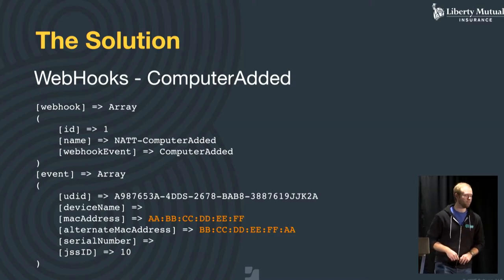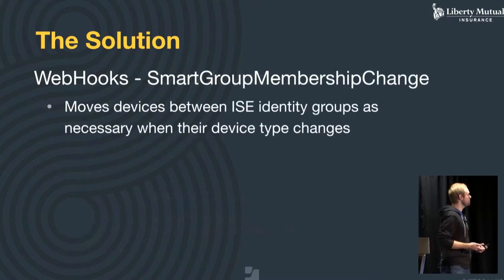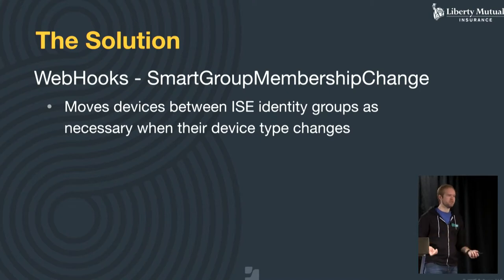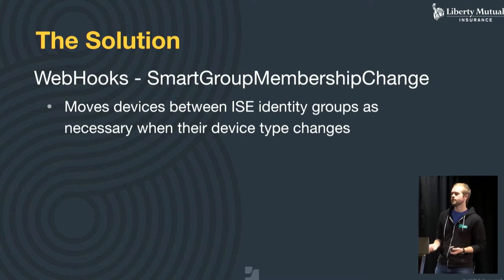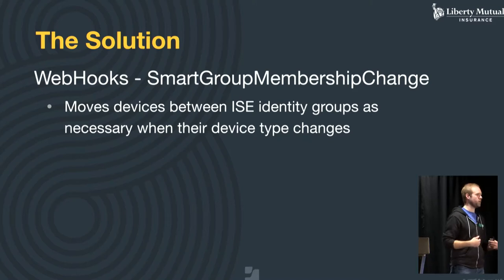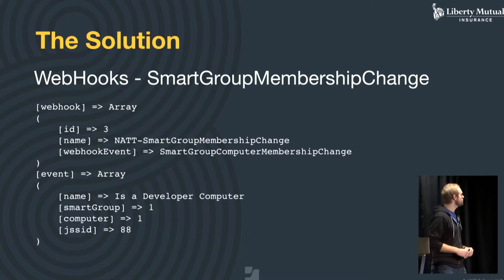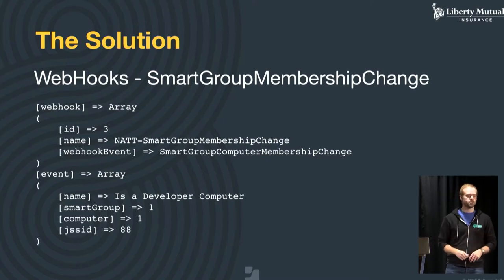The other thing we have to deal with is when these device types change. So when someone enrolls as a developer, do we want them to have to wait an hour to then use our developer wireless or our other developer networks? We don't really want them to have to wait that long. So with the Smart Group Membership Change event, we can get a notification when devices move between groups. This is a sample of what that looks like. Our tool gets a notification that says, hey, something about this developer computer group has changed. And that allows us to revalidate that all the devices are where they belong and make any changes that we need to.